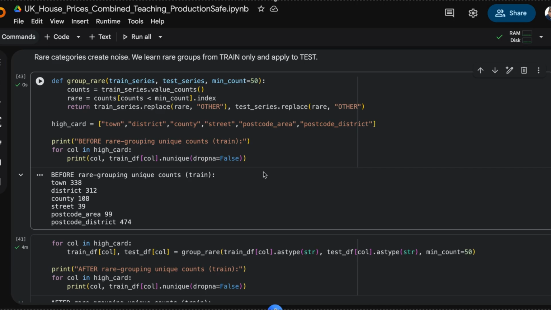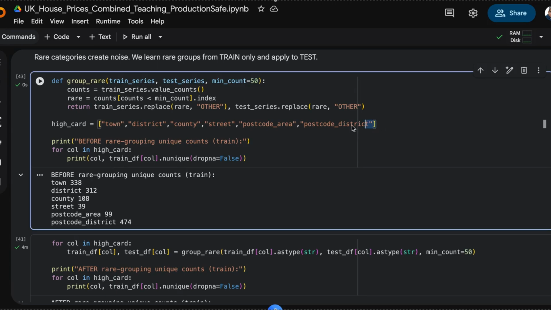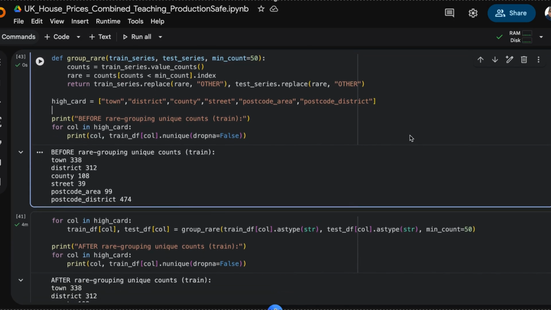First, we inspect the number of unique categories in our high cardinality variables using only the training dataset. We must compute this using training data only. We never use test data to determine grouping logic. Before grouping, we observe very high unique counts, particularly in street, postcode, district, and town. These numbers confirm high granularity.